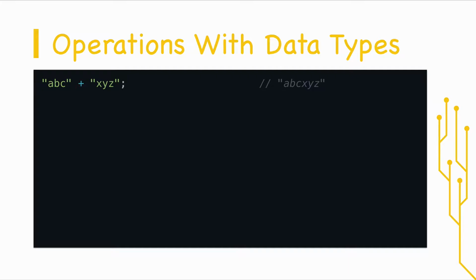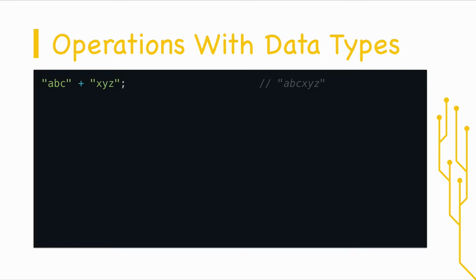In fact, this is called string concatenation. Basically, we're concatenating, or adding, two strings together. So how does this work? Well, we have the string ABC and another string XYZ, and when we use the plus operator to concatenate them together, we get the result ABCXYZ.